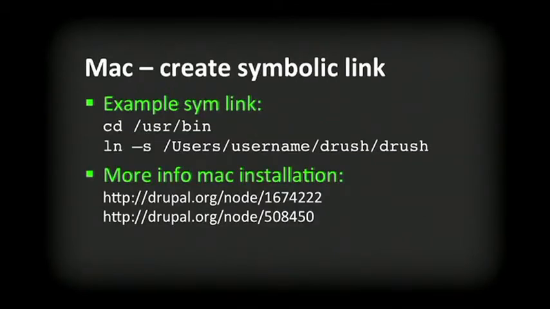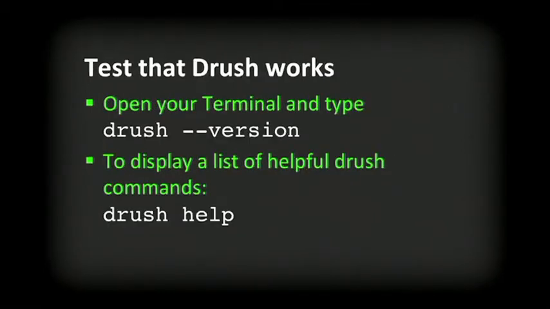For a symlink, you just cd into /usr/bin, and then you execute the command ln -s, and then the path to your Drush in terminal. But there is more information at the bottom. These two links will give you exact information about how to go about installing. The first one is how to install it, and the second one is where people have had problems and where people have discussed how to overcome the various problems.